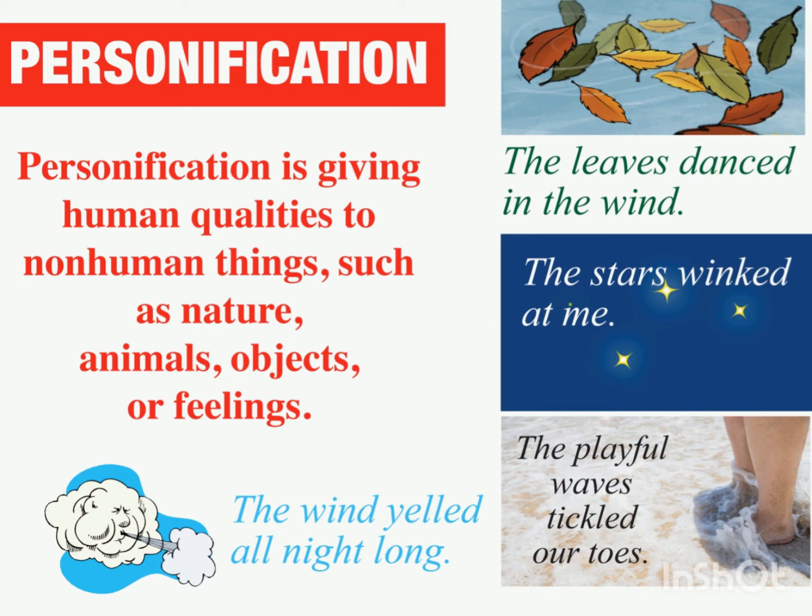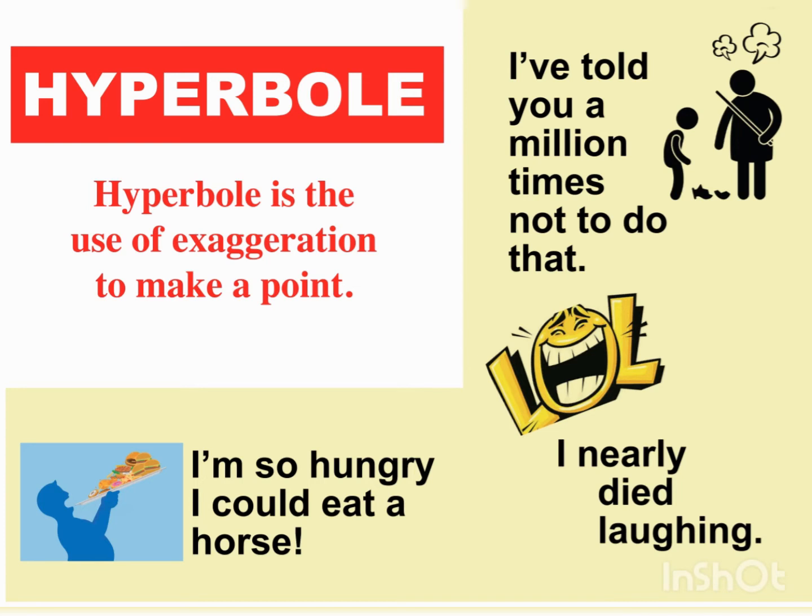The wind yelled all night. When a strong wind is outside, you know that there will be a sound also outside. So for a poet or a writer, it looks like the wind is yelling all night long. So these are the examples of personification. The next one is hyperbole. Hyperbole is the use of exaggeration to make a point.